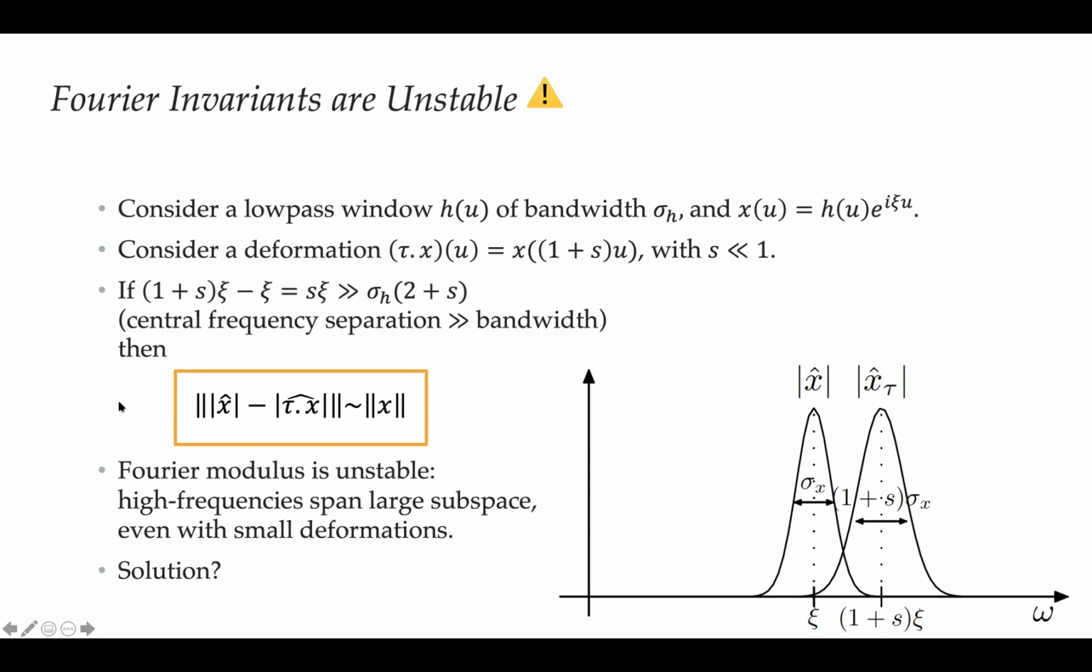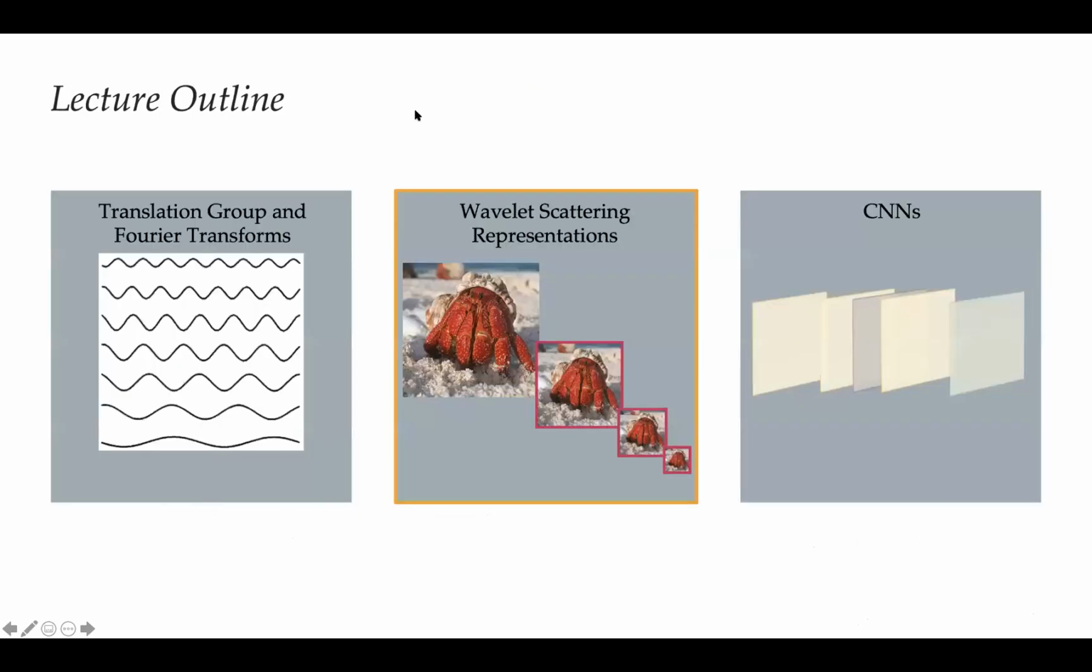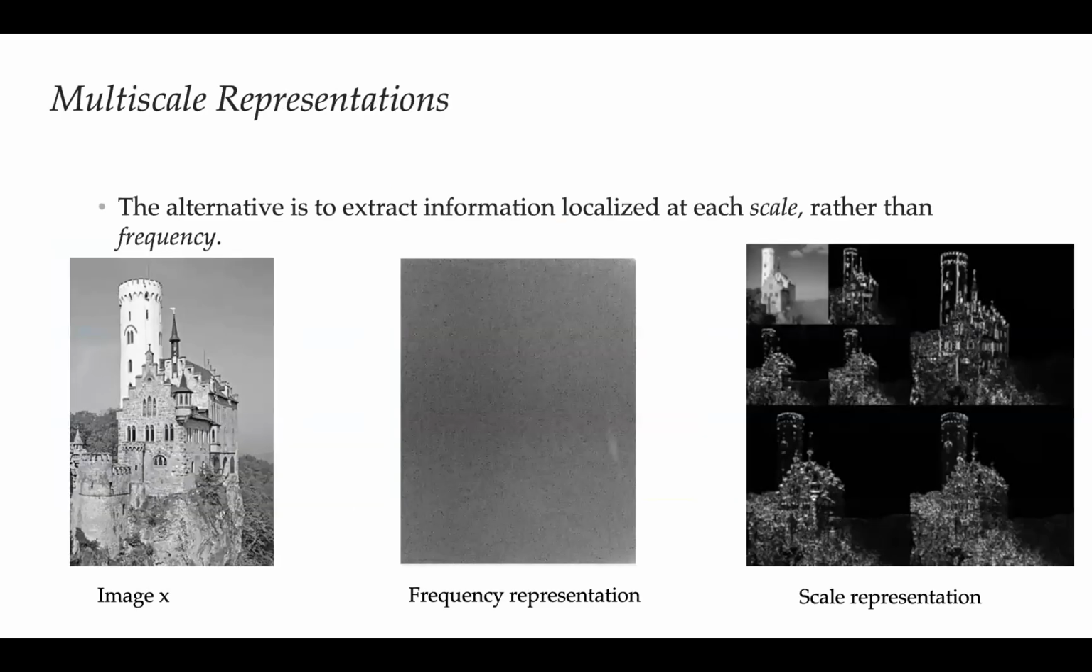So what is the solution to overcome this instability? The solution is really to move away from looking at things in the Fourier domain and to take a different perspective. And this is the perspective of multiscale representations. In a nutshell, instead of extracting information at every frequency, they try to do something different.